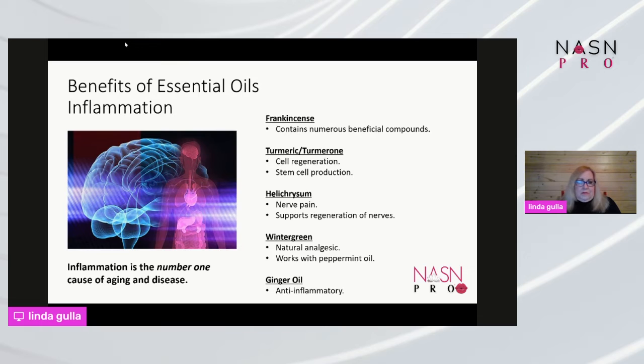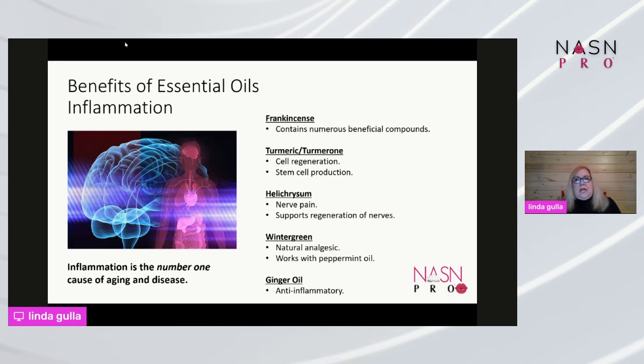Wintergreen, we've heard of that, is a natural analgesic and works well with peppermint oil. So you can rub it on if you have some inflammation going on or sore muscles. It actually penetrates the skin and helps with that. And then ginger oil is also anti-inflammatory.